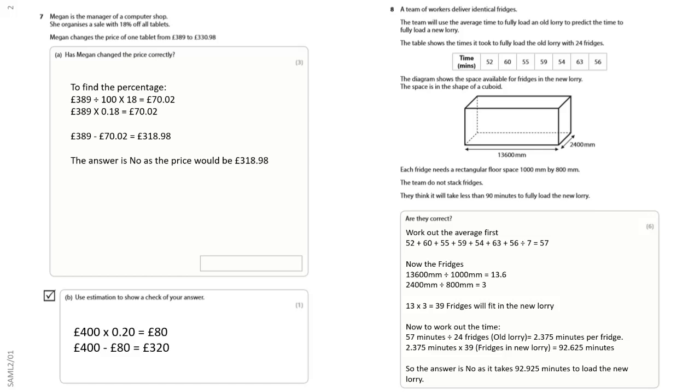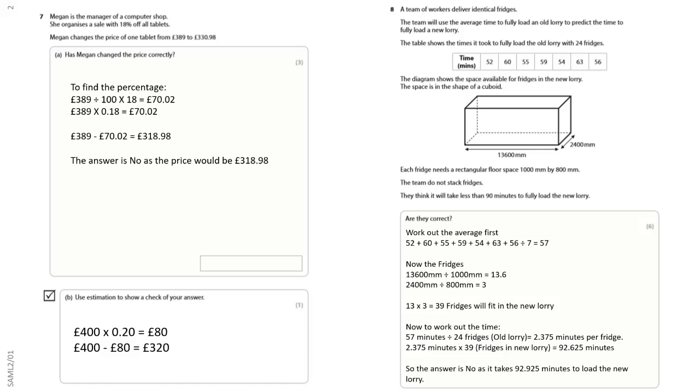Next question, we look at this one, find a percentage. I've given you 2 ways of doing that. You could do the old-fashioned way, which is the way I was always taught: 389 divided by 100 times 18 equals £70.02. Or another way you can do it is 389 times 0.18. So always put a 0 and a point in front of whatever the percentage is, and that will give you your answer as well.